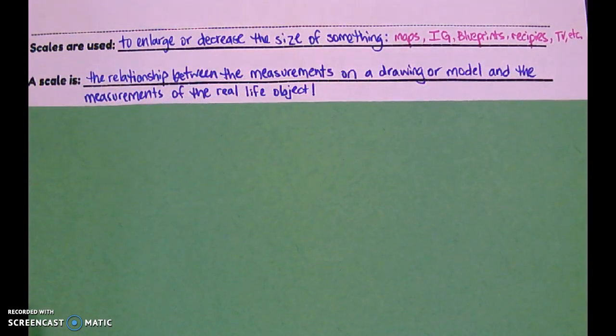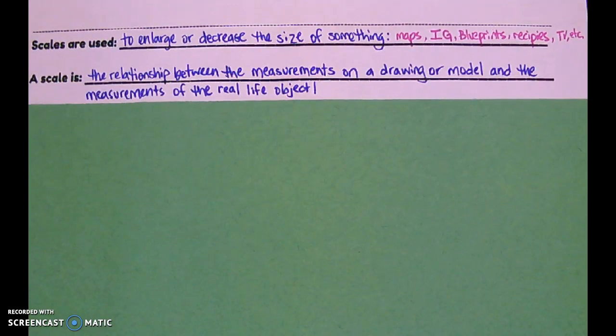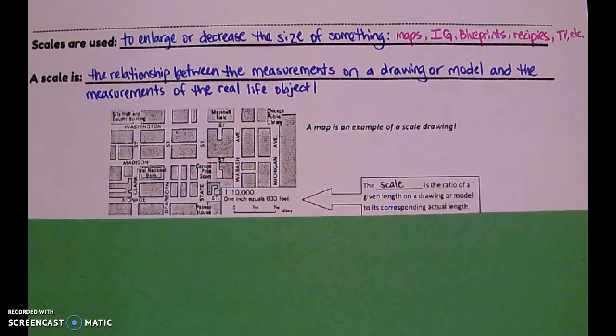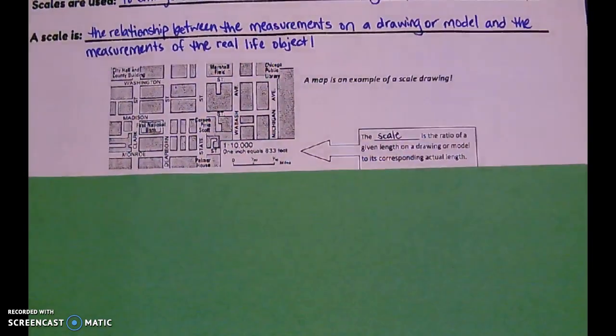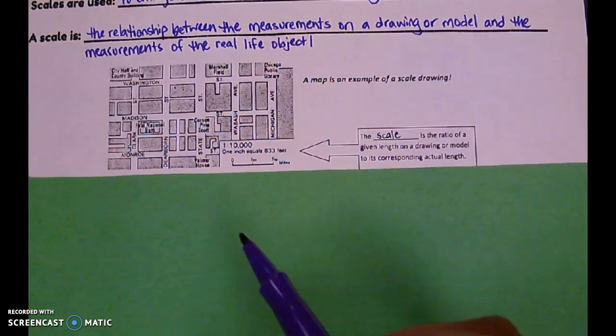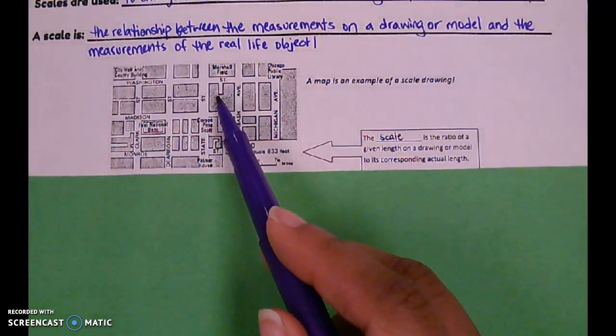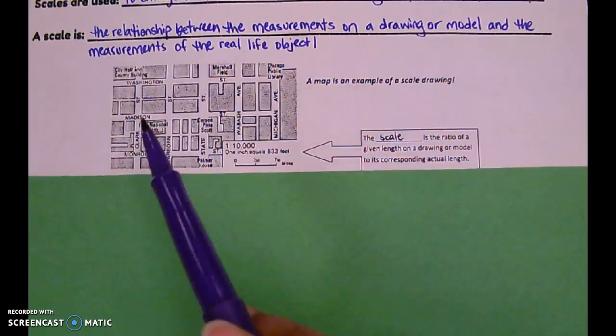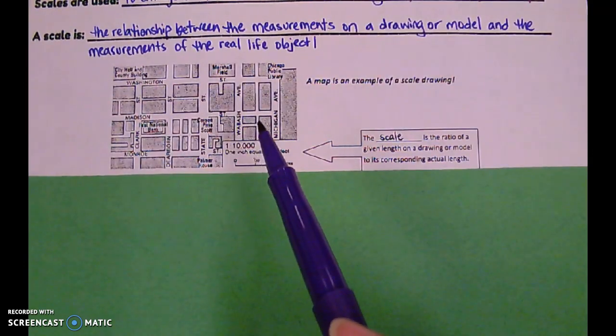A scale is the relationship between the measurements on a drawing or model and the measurements of the actual real-life object. So as I stated before, an example of that would be a map. If we look at this map that's pictured, we can see streets and we can see buildings. But we know that in real life, these buildings would not even be able to fit on this page, let alone in this room that we're in.